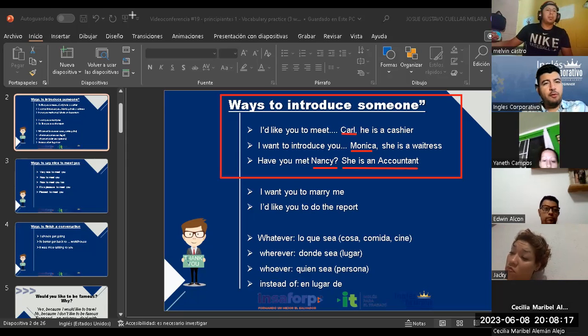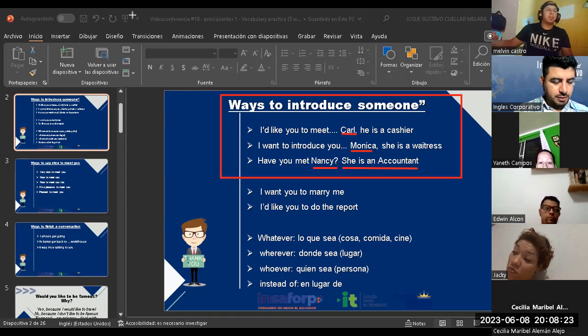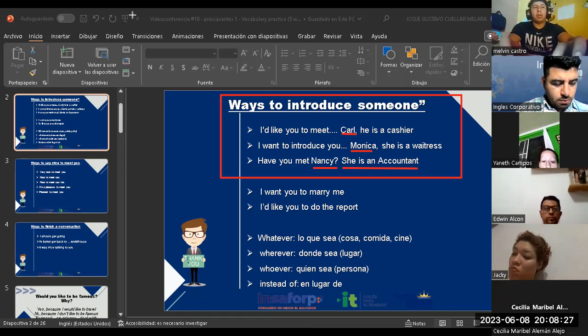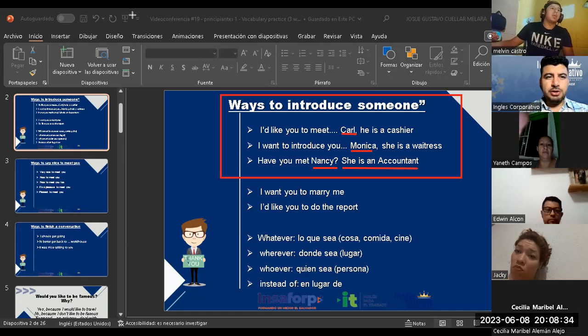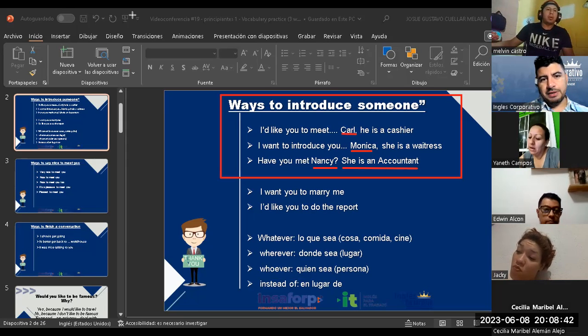Okay, do we have questions? ¿Tenemos preguntas? Questions about this? No. Okay. This. And you can mention real people or you can invent information. Okay? Personas reales o personas inventadas, ¿verdad?